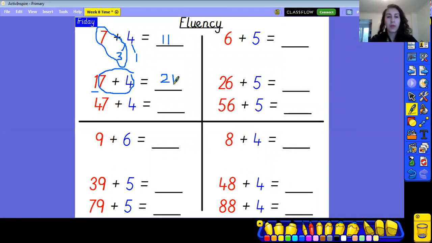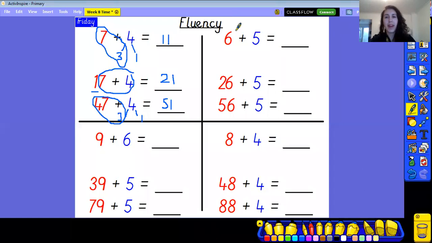Or I'll model the next way of doing it on our next one. We could say 47, to get to the next 10, which is 50, I need to add 3. So 47 add 3 equals 50, and then add one more is 51. So why don't you have a go at pausing the video, seeing if you can work out the rest of the calculations by yourself, and then we'll go through it together.